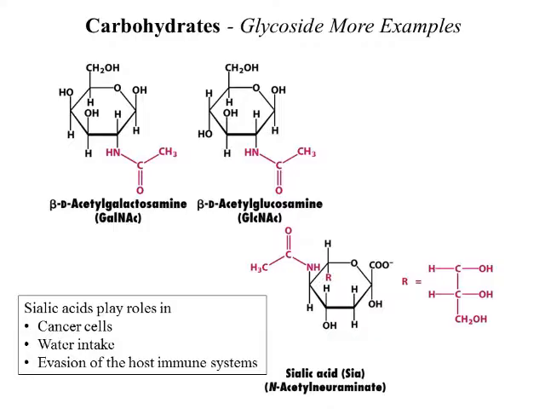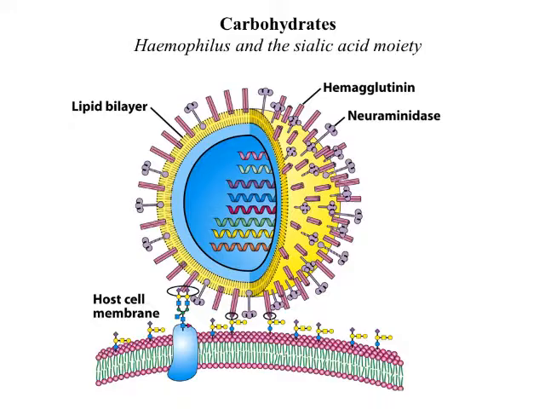And they can evade the host immune system. Some infectious agents, bacteria and viruses, actually attempt to build sialic acid because we have sialic acid. And so when they have this sialic acid mask, our immune system will not recognize it because it will think that this is part of our body. And hence they can invade without being stopped by our immune system. And that will cause infection.